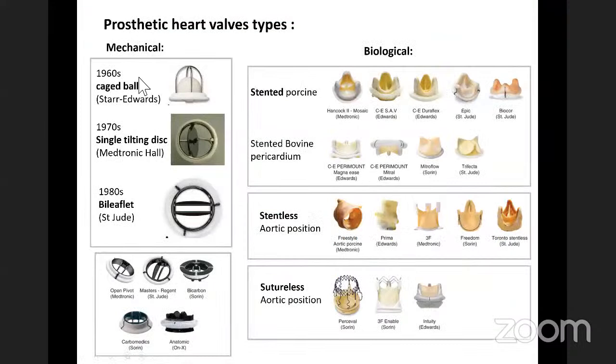This is the mechanical valve here, and this is the biological valve here. It shows the evolution of mechanical valves and all the types of mechanical valve. On the biological side, I'm not going to talk about it, but briefly, this is a stented porcine valve. Stented meaning it has a stent that the tissues can hold onto. This is the stent that goes around. Then there is porcine and bovine: porcine comes from pigs and bovine from cows. Then we have the stentless, which does not have any strut or structure that can hold on to the tissue. And then the most recent, the sutureless valves in aortic position.